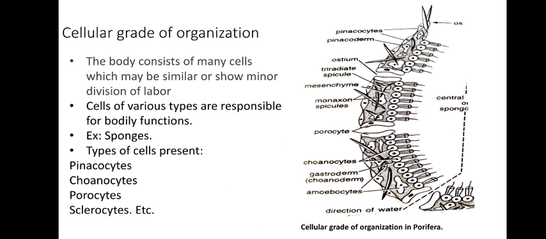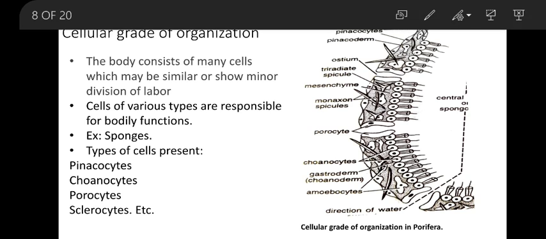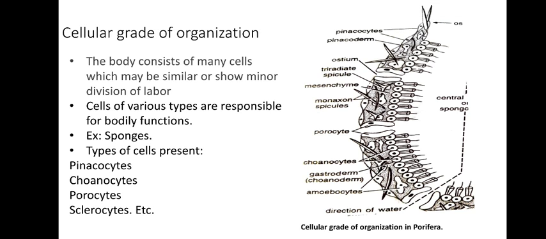Next one is cellular grade of organization. So this is the basic type of organization seen in case of metazoa. Protoplasmic grade of organization is the first type in animals, whereas in metazoans, cellular grade of organization is the first type of organization you find. I am repeating it. Now, what is the cellular grade of organization?